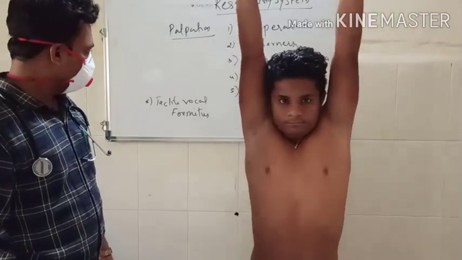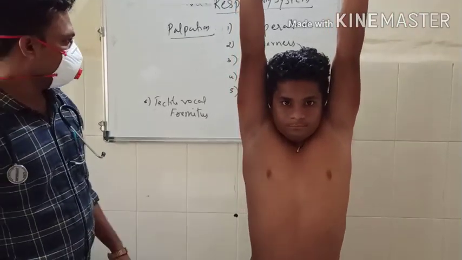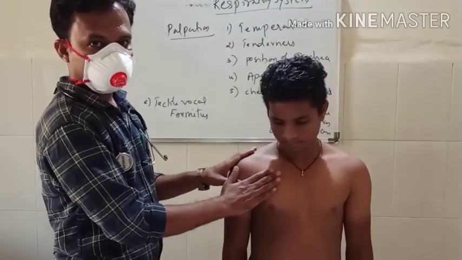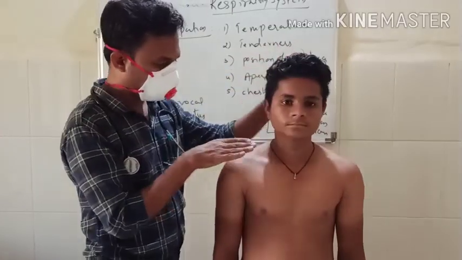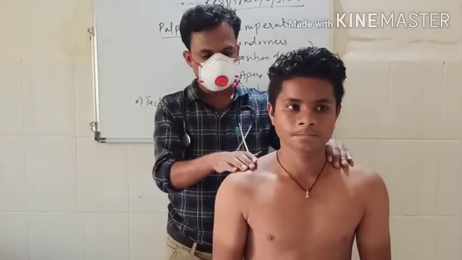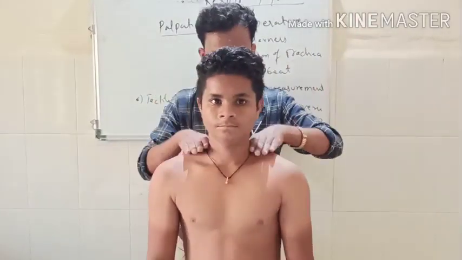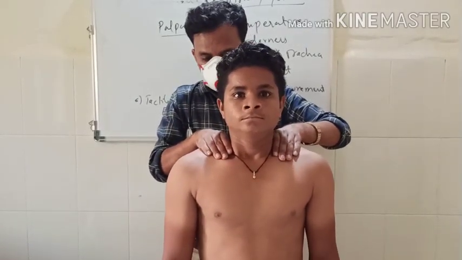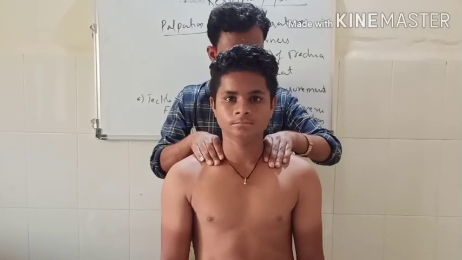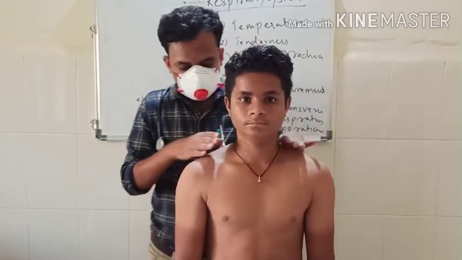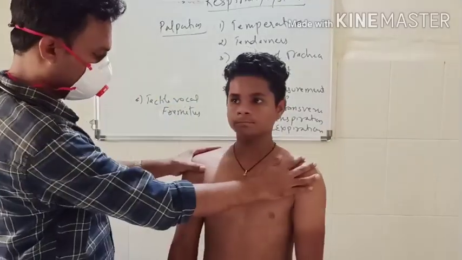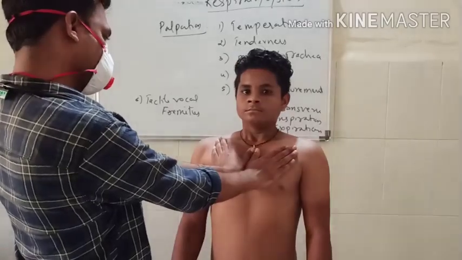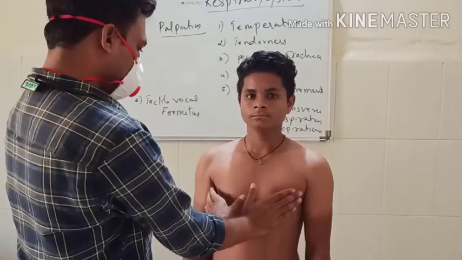Then you look for chest movements. You have to measure the chest movements. The areas are supraclavicular chest movements. They are measured like this with the 2 hands. You place them here and ask the person to take a deep breath. You look for the movement of your hands. The movement is equal. This is supraclavicular. Then infraclavicular. This is infraclavicular.